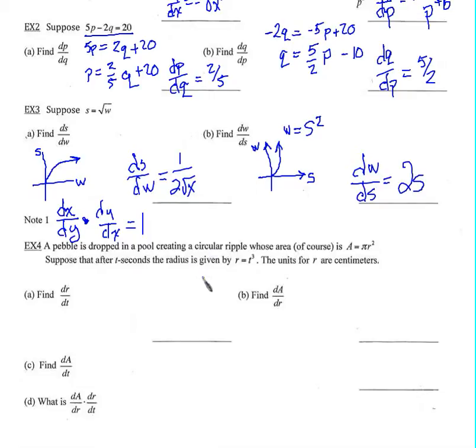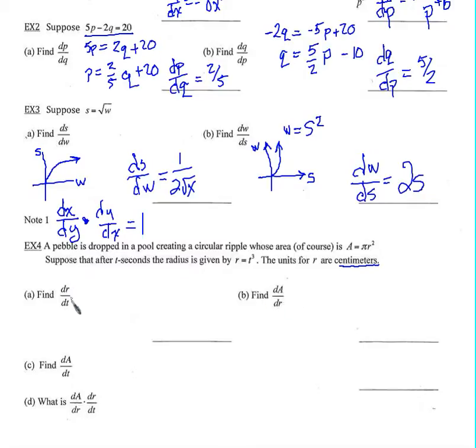So here's a problem about a pebble that's dropped into a pool. You get a ripple, and the ripple spreads out. The area of the circle is defined by pi r squared, obviously. And we know that the radius is equal to the time cubed. So after 1 second, the radius is 1. After 2 seconds, the radius is 8. After 3 seconds, the radius is 3 cubed. And we're going to work in centimeters here.